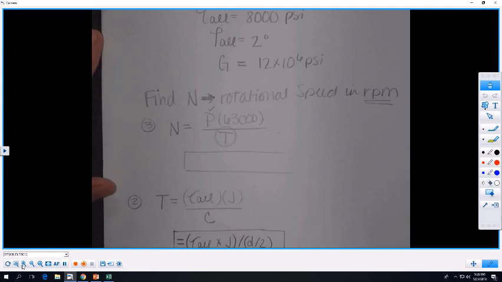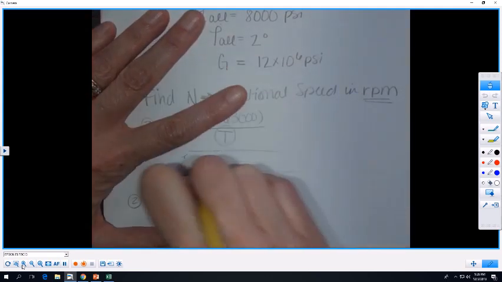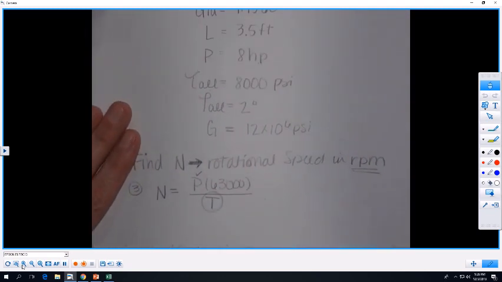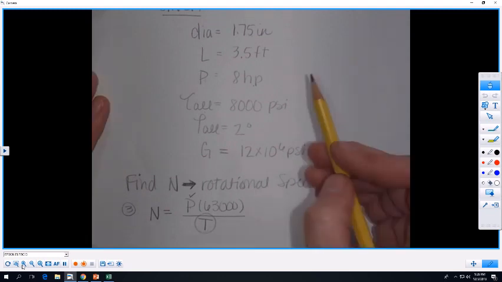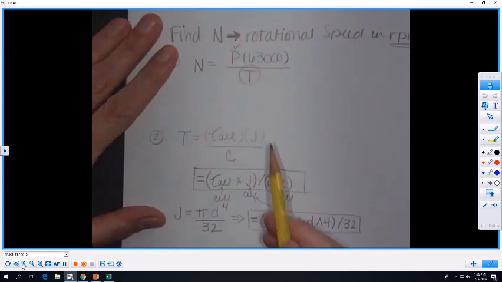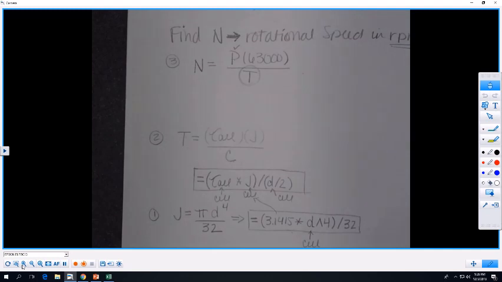Oh, I forgot. Oh, wait. What didn't we use here? There are two conditions present, aren't there? There's the allowable stress and our angle of twist. If we go right to, and we use this one for the rotational speed, then for torque, what's going to happen is we're not going to take into consideration that angle of twist.